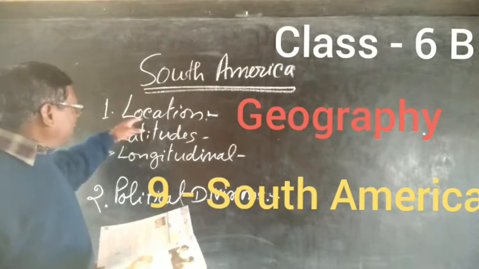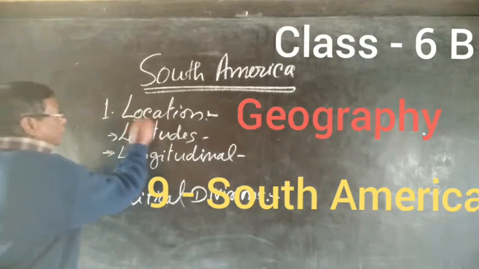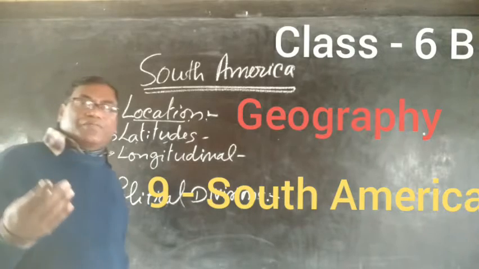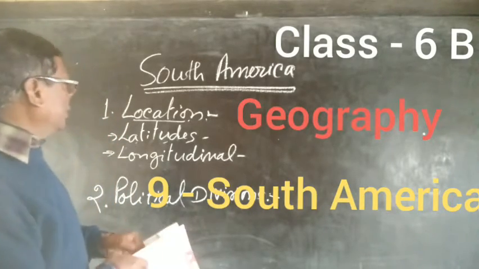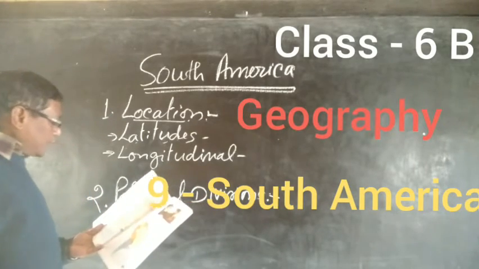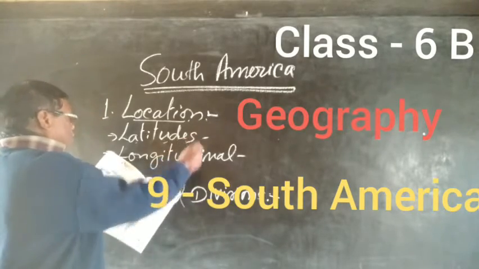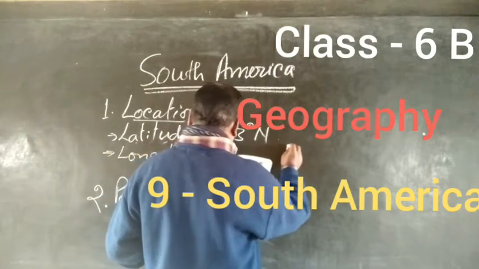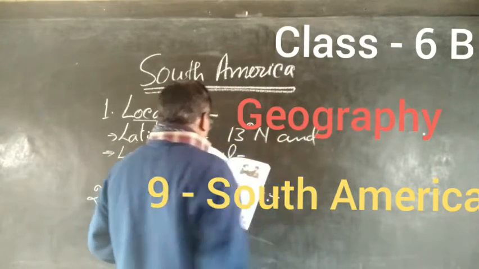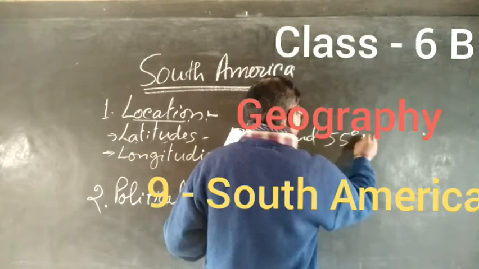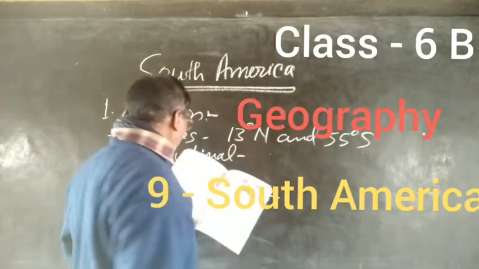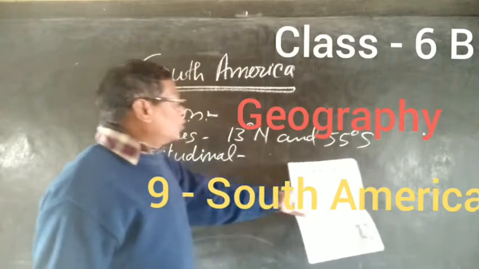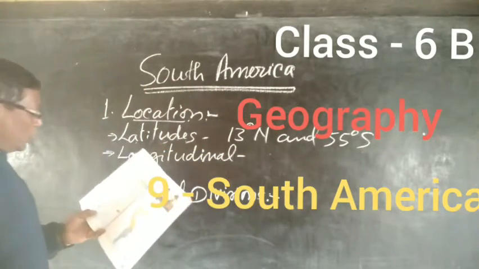Now, the location of South America. Whenever we want to locate a landmass or geographical feature, we have to see both the latitudinal and longitudinal extent. The latitudinal extent of South America is 13 degrees north and 55 degrees south, north and south extent of the latitudinal lines. That is the latitudinal extent of South America.